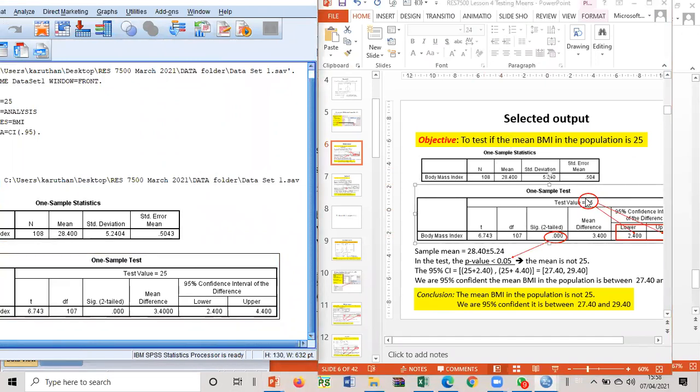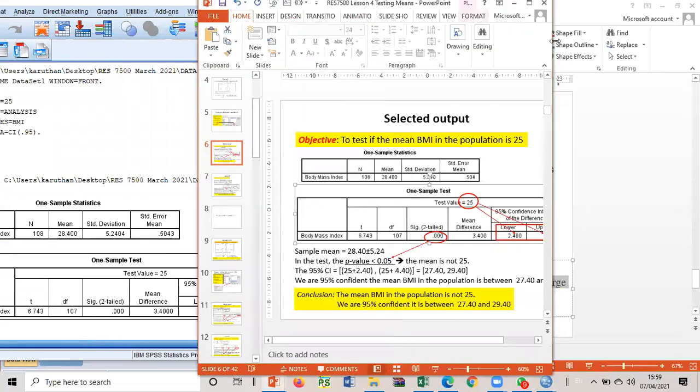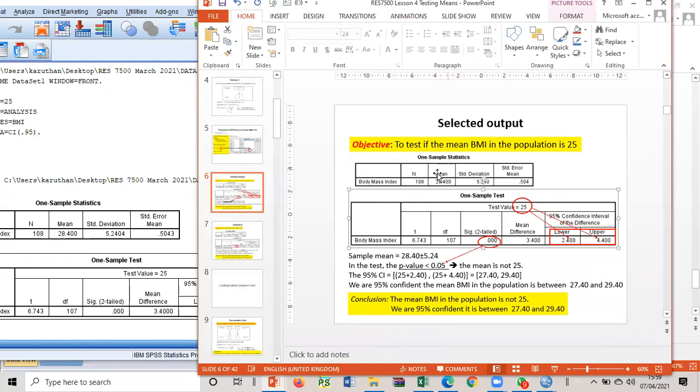What's the tested value? 25. Now you compare what you got from the sample and what you're testing. For the sample, the mean is 28.4, tested value 25. How much difference? 3.4. Is 3.4 a big difference or a small difference? No, we don't look at it that way. Look at the t-value. What's the t-value? 6.743. Is it big or small? Big. Good answer.